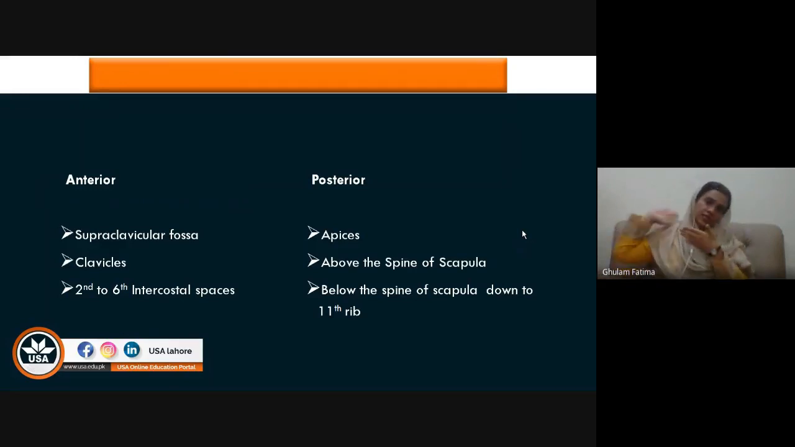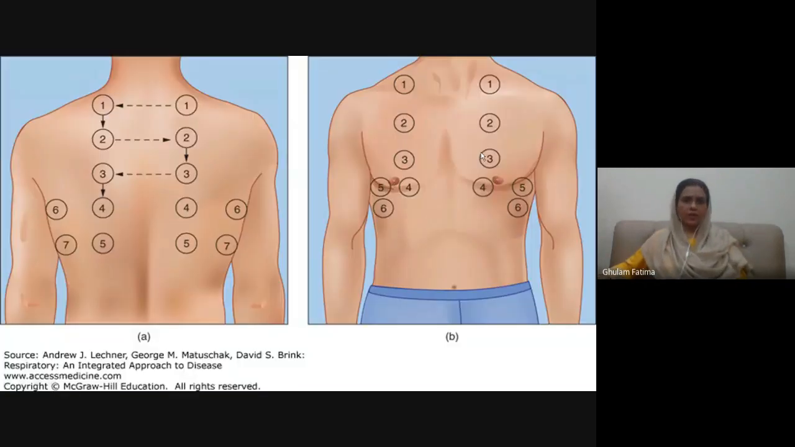On the posterior side, again you will percuss the apices of the lungs, then above the spine of the scapula, and then below the spine of the scapula down to the 11th rib. If you are percussing the full chest, this is the sequence: percuss the left side, then the right side, and compare both sides. Start above, at the supraclavicular fossa, then the second intercostal space, third, fourth, and then fifth and sixth intercostal spaces in this manner.